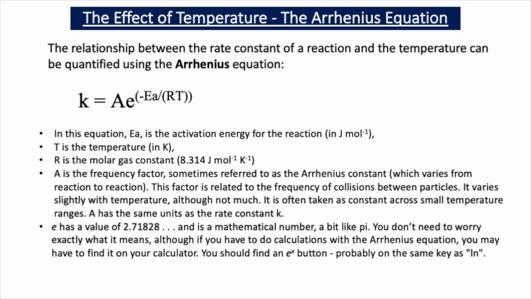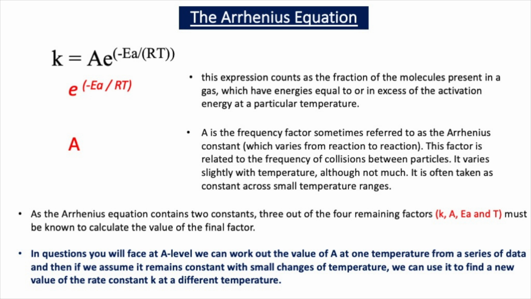Now e has a value of 2.71828 and is a mathematical number, a bit like pi, and you don't need to worry exactly what it means, although if you have to do calculations with the Arrhenius equation, you may have to find it on your calculator, and you should find an e to the power x button, probably on the same key as the natural log button. And this is what you'll need to use in these calculations.